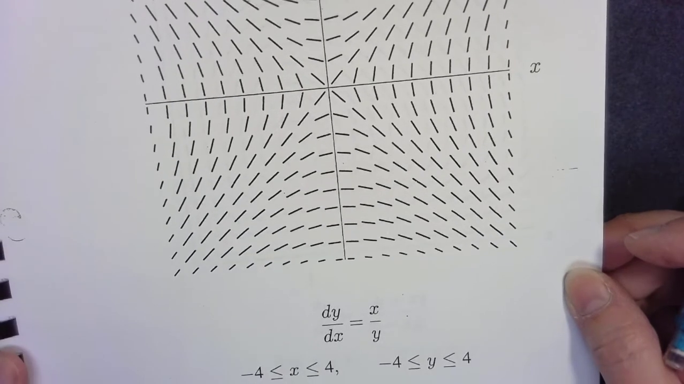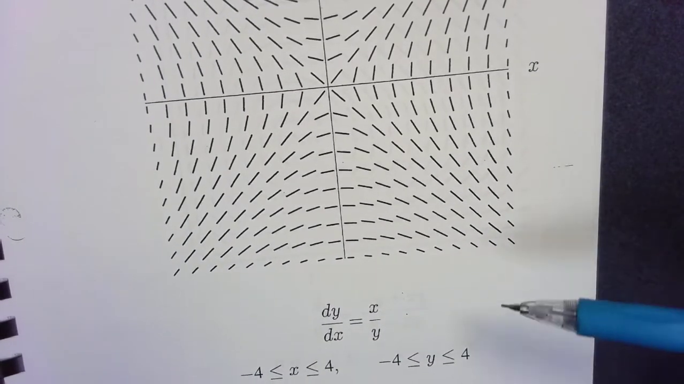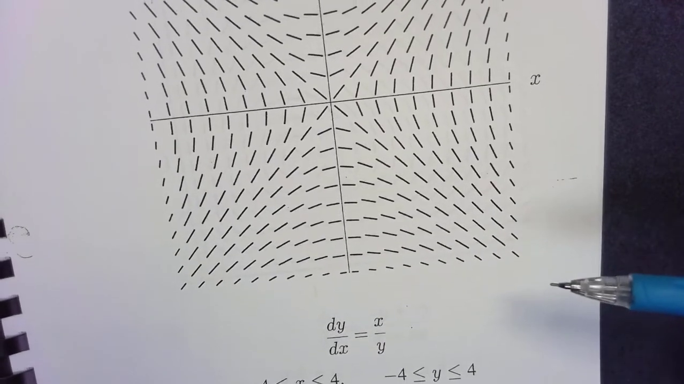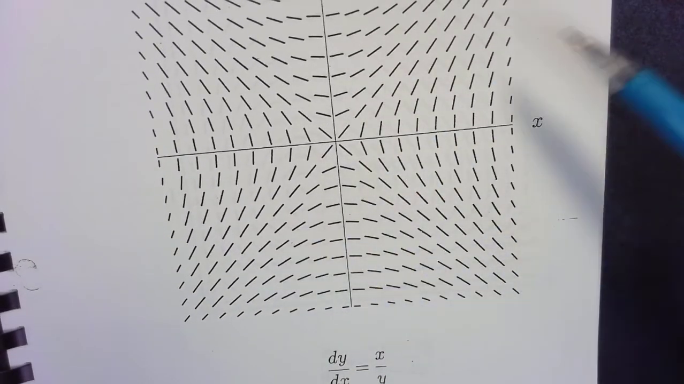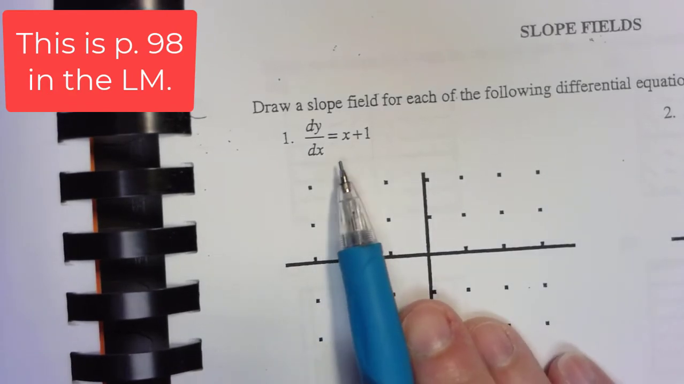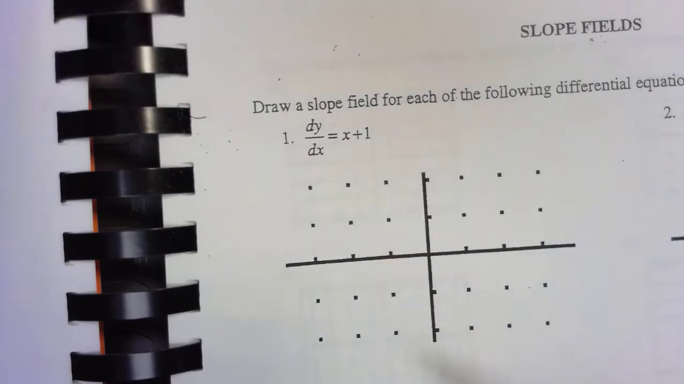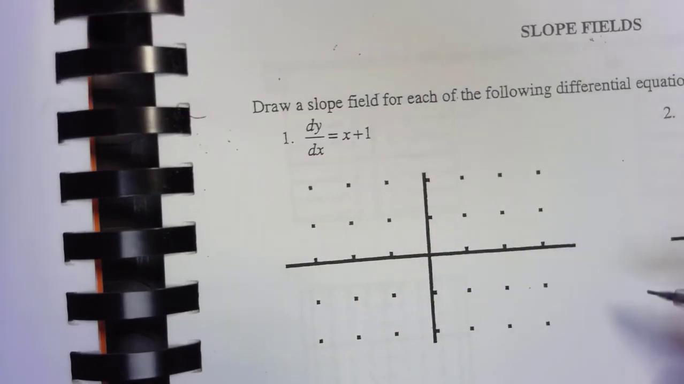Notice this one has the equation dy dx equals x over y, so it changes as both x and y are changing. Look at the shapes that are happening. So we are going to sketch the slope field for dy dx equals x plus 1. Now, there's really not enough room here to work it all out on this page, so you might want to actually do the work on the previous page for the other problems.